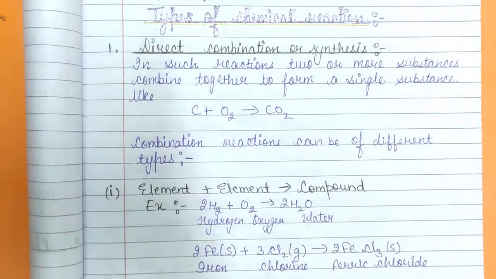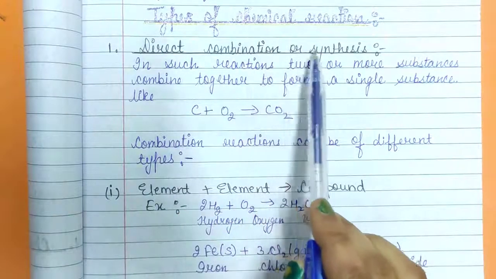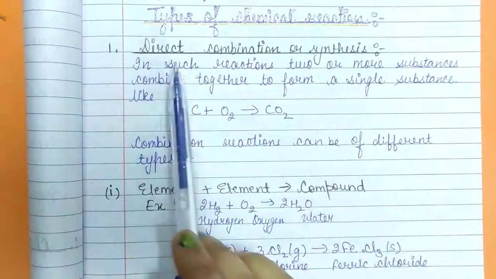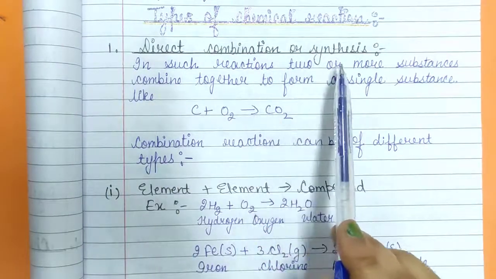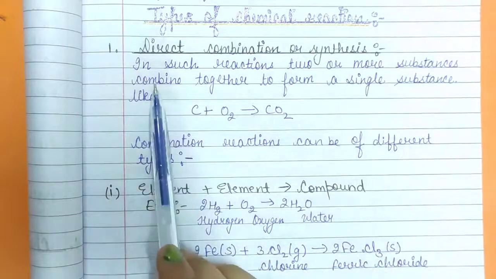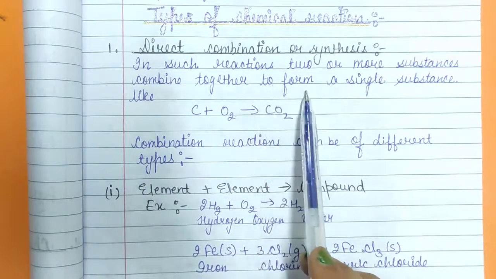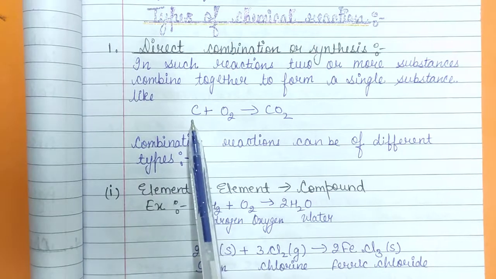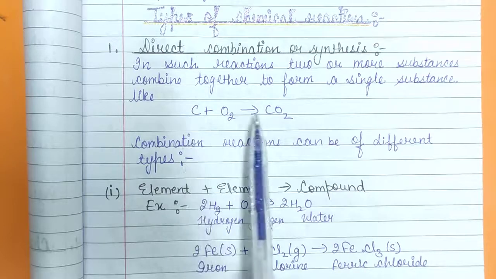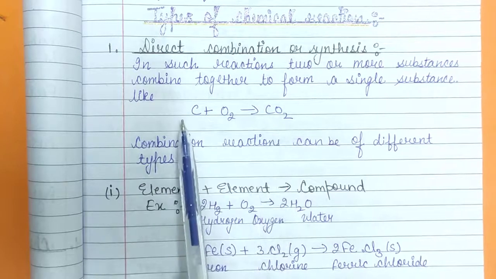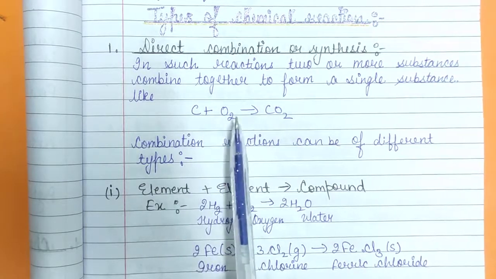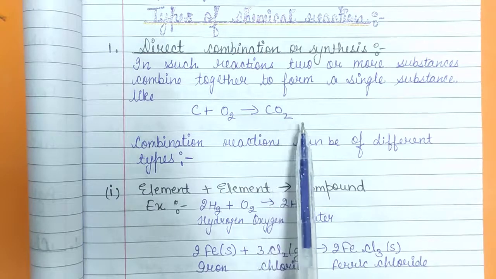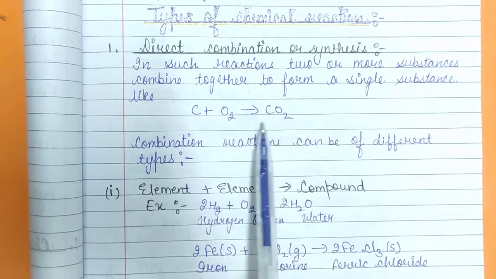So types of chemical reactions. Number 1 is direct combination or synthesis. In such reactions, two or more substances combine together to form a single substance, like when you react the two elements which are carbon and oxygen, it will give CO2. Simply when carbon combines with oxygen, they will form carbon dioxide. This shows the direct combination.